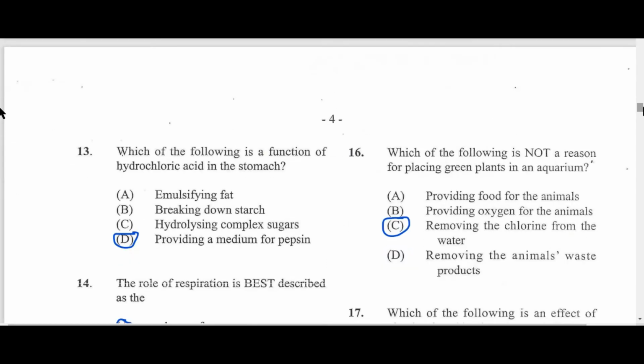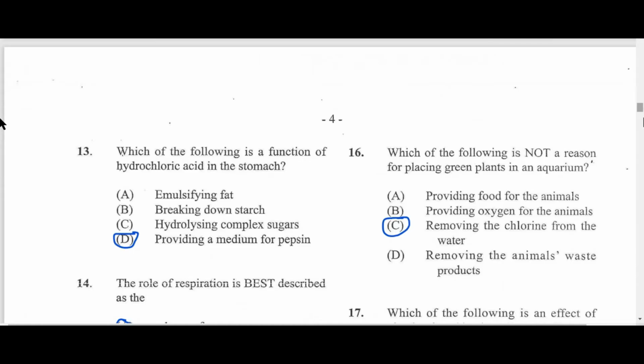Alright, 13. Which of the following is a function of the hydrochloric acid in the stomach? It provides a medium for pepsin to work. Of course, you know pepsin and renin are in the stomach, and they work better at an acidic pH, right? A low pH. So hydrochloric acid would have been acid, of course, so then it would have a low pH, which is suitable for pepsin.